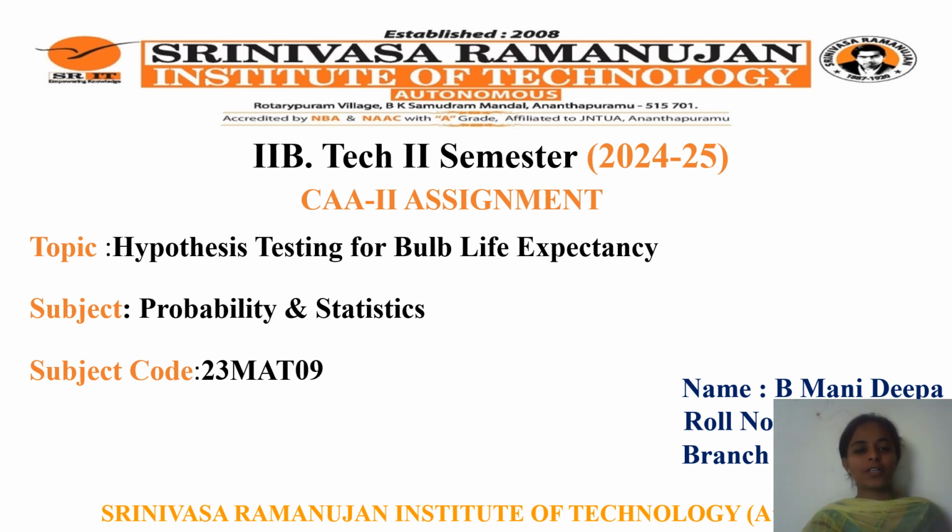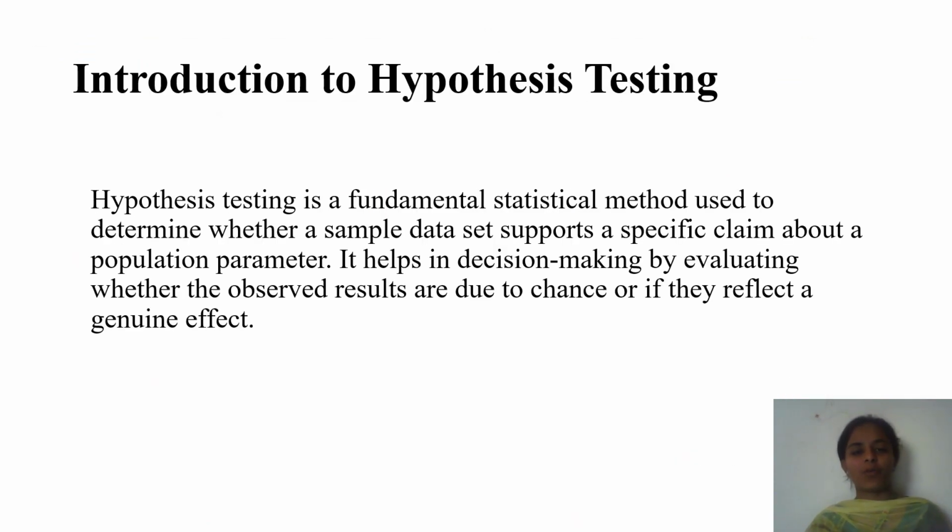Today I am going to explain a problem using hypothesis testing for bulb life expectancy. Before going to the problem, first we have to know what hypothesis testing is. Hypothesis testing is a fundamental statistical method used to determine whether a sample data set supports a specific claim about a population parameter. It helps in decision making by evaluating whether the observed results are due to chance or if they reflect a genuine effect.